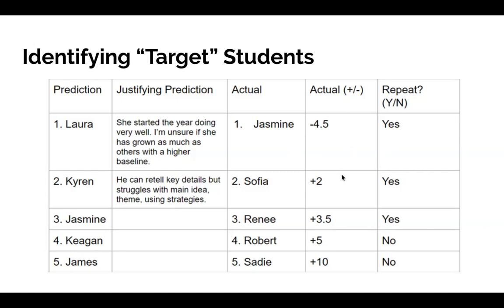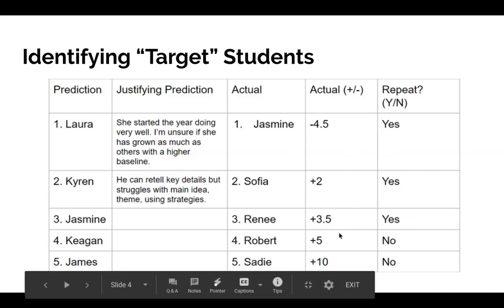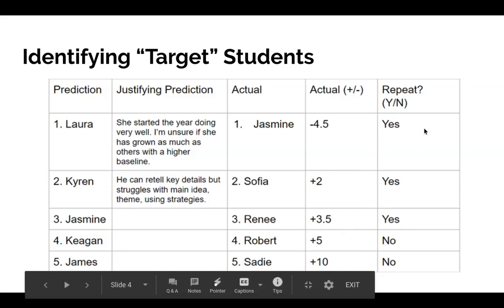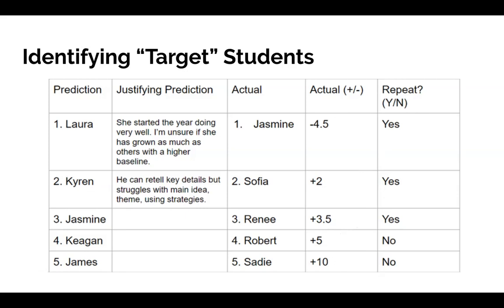Other students in this group you can see have grown some, and Sadie, though she had a 10-point growth, was not a student performing at the top of the class. The next column you're looking at is whether or not they're a repeat targeted student. This for us is important to be able to track: is this student not showing adequate growth over time? And if that is the case, there may be an underlying cause that we need to examine in order to support that student.